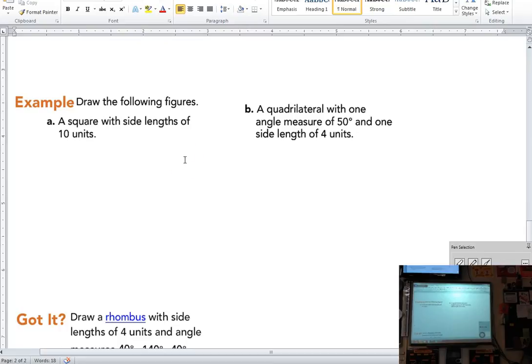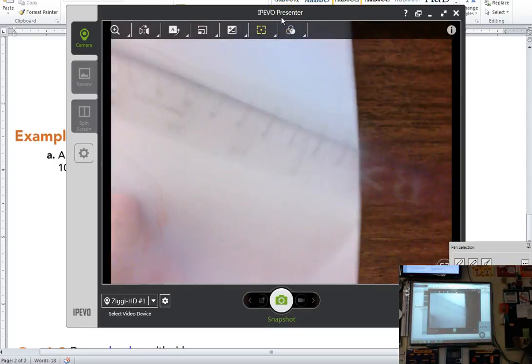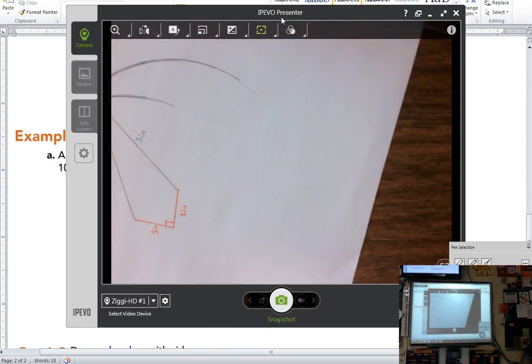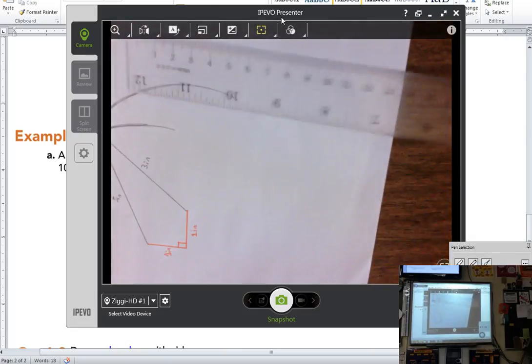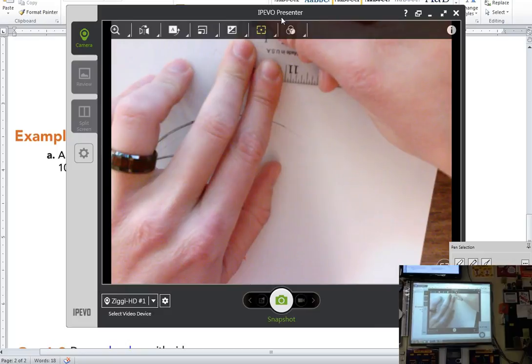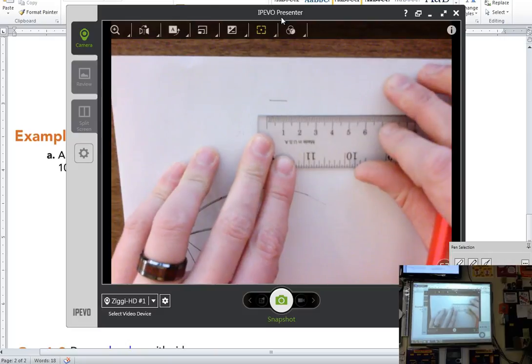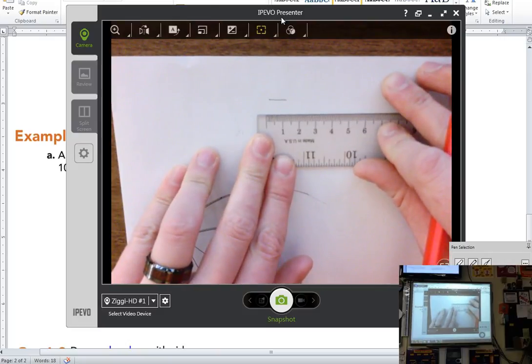So a square with side lengths of 10 units. Well, square tells me we need, what about angles? Right angles, all the lengths have to be 10. So choose your units. So whatever you want to choose, let's say centimeters. Actually, I'm going to do millimeters. So there's 10 millimeters. I can use my compass if I want to.